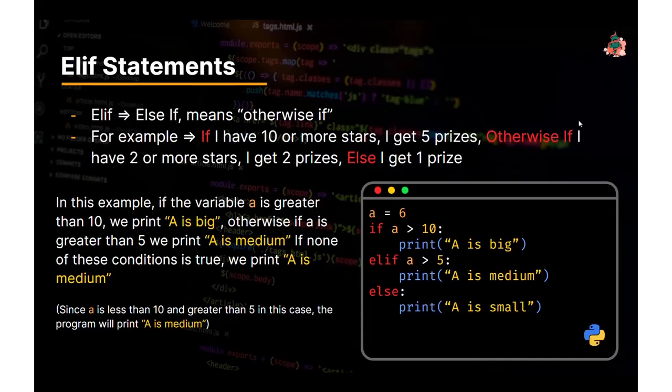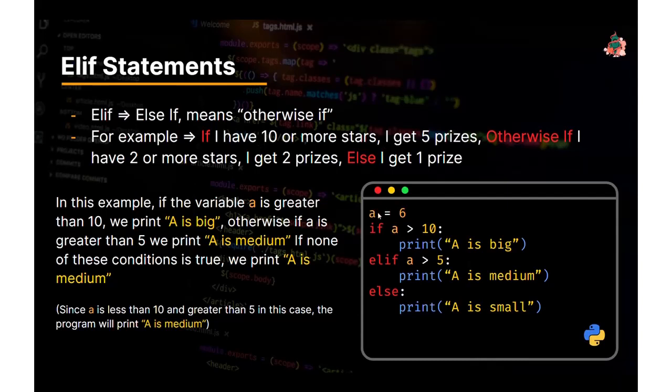Otherwise if, or you can think of this as else if, I have 2 or more stars, I get 2 prizes. And we could just have an else statement at the end: if I have less than 2 stars, I could just say else I get 1 prize. So now let's apply this to programming.